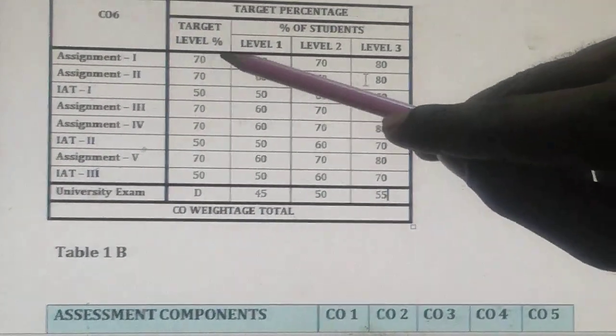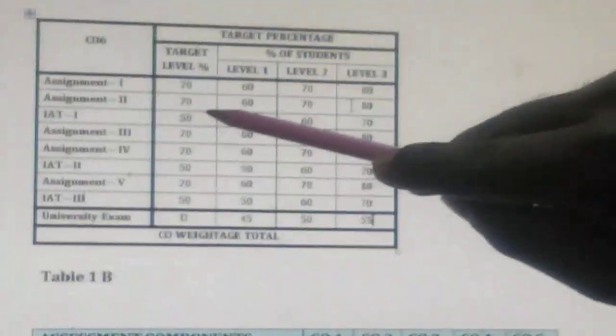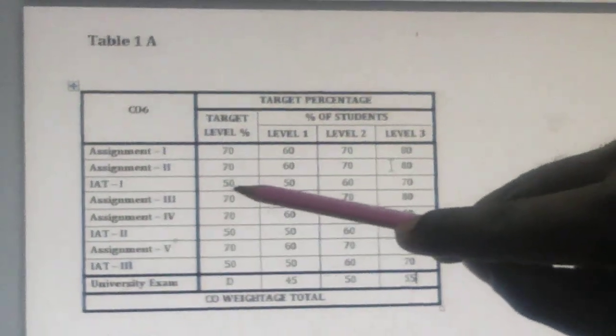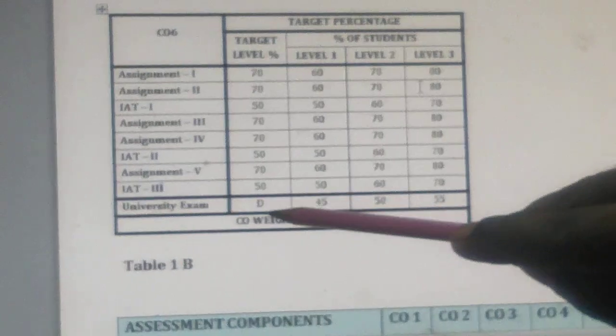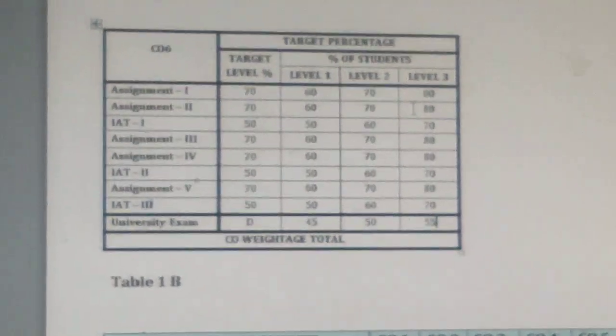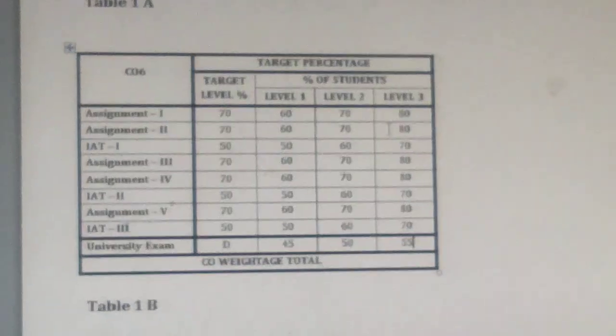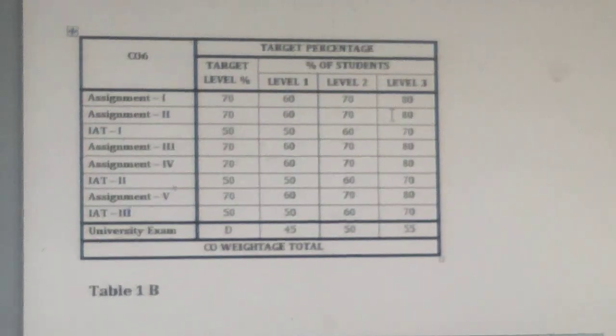My duty is to make all the students in the class reach 70% marks in assignment 1, to make all the students in my class reach 50% marks in IIT 1, to make all the students in my class reach D grade in university examination. So I have split my students into 3 levels, level 1, level 2 and level 3.